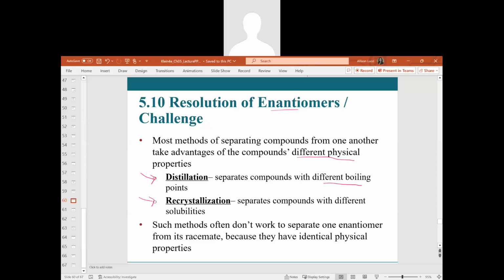We can't use recrystallization normally. We'll see some ways that we can to separate these, because they have the same solubility. But we normally could use recrystallization for compounds with different solubilities. But we can't separate, right, the enantiomer from its racemate. So we'll have to find other means.